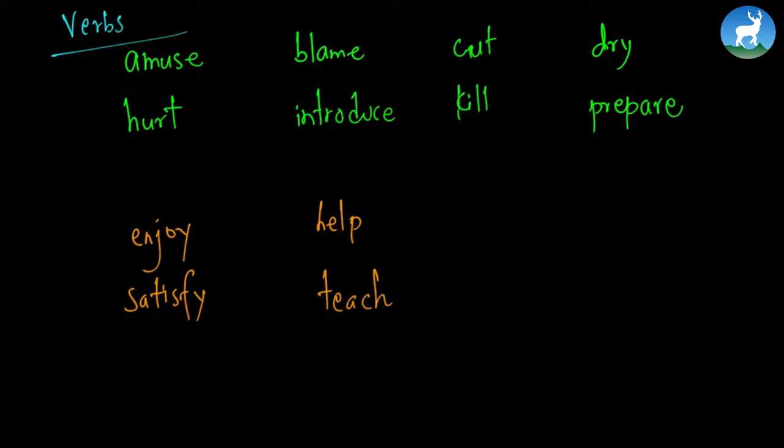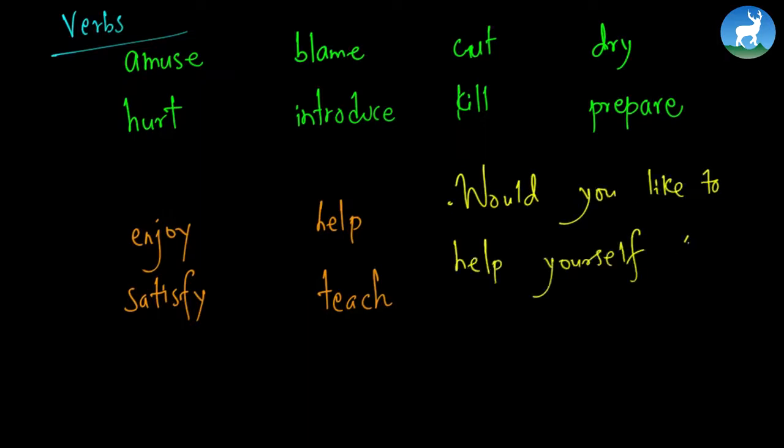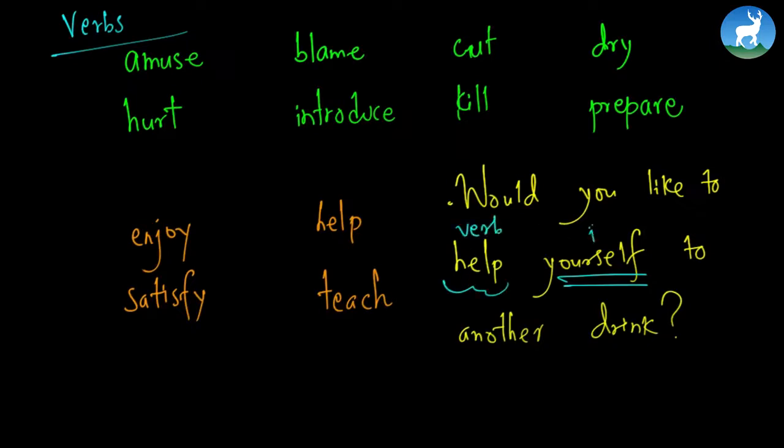Some verbs change their meanings slightly when they have a reflexive pronoun as direct object. For example, when we write something like this: would you like to help yourself to another drink? This means would you like another drink, right? So what is the verb? Help is the verb. What is the direct object? Yourself is the direct object. Would you like to help yourself to another drink? This means would you like to take another drink?